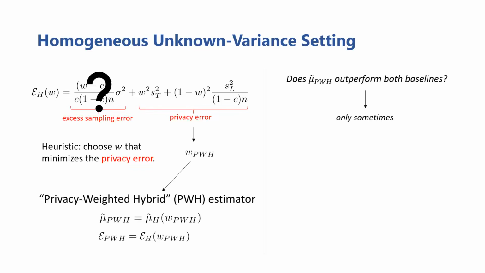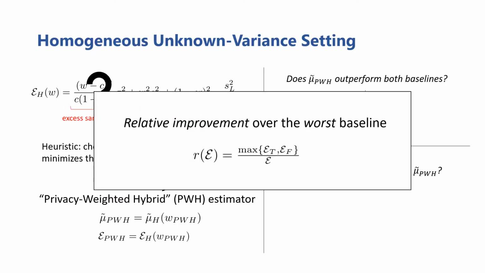We can now ask the same question of this PWH estimator as we did before with the KVH estimator. Does it outperform both baselines? Our analysis was able to show that there are indeed some parameter regimes where the PWH estimator outperforms both simultaneously, and we were able to precisely determine what those regimes are. But, unsurprisingly, since it's based on a heuristic, it doesn't always outperform both simultaneously. The question then becomes, when the PWH estimator is not outperforming both baselines, is it at least outperforming one?